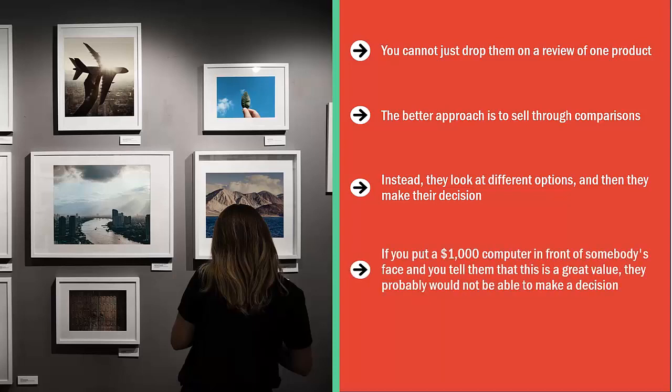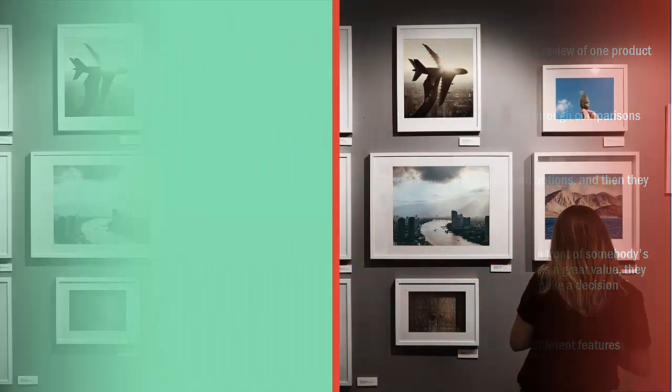If you put a $1,000 computer in front of somebody's face and you tell them that this is a great value, they probably would not be able to make a decision. Now, if you put 5 computers in front of them at different price points with different features, they would feel that they're in a position to make a better decision. They are able to compare the different features. They're not just focused on the price. They're not just focused on one specific feature. They feel that they can see the overall picture regarding the total range of value each product brings to the table. That's how the human mind works.